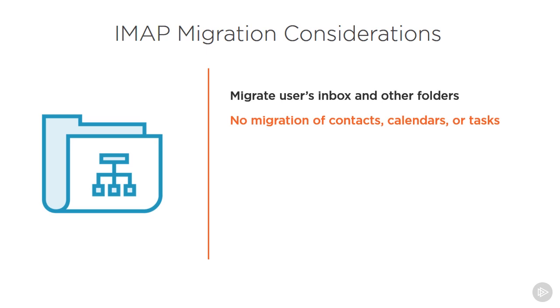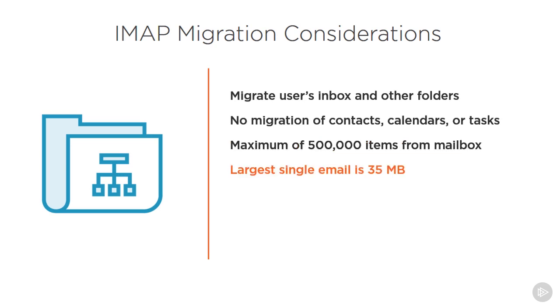We're not going to migrate contacts, calendars, or tasks. The maximum number of items that we can migrate from a single mailbox is 500,000. I have a few accounts that would not make it, just to let you know. The largest single email that I can migrate is only up to 35 megabytes. Again, a few items that wouldn't make it if they're trying to migrate some of my content. And like we talked about previously, to improve performance, we'll want to increase our server connections.